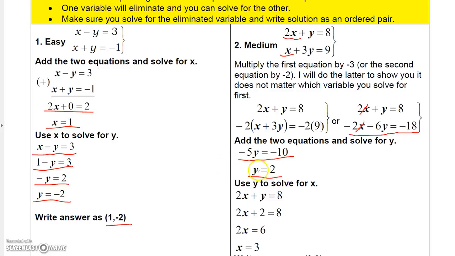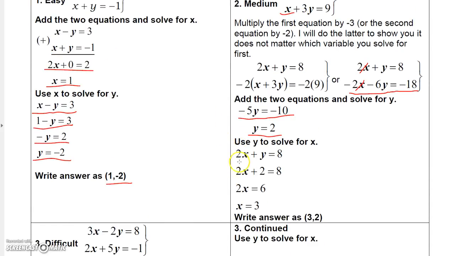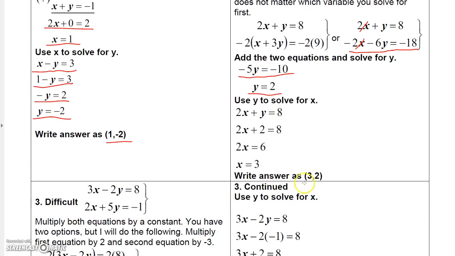And then you take the y equal 2, plug it back into either one of these equations and solve for x. I plugged it back in the first equation, so I got 2x plus 2 equals 8, so that would be equate to 2x equals 6 or x equals 3. So the solution here is 3, 2.